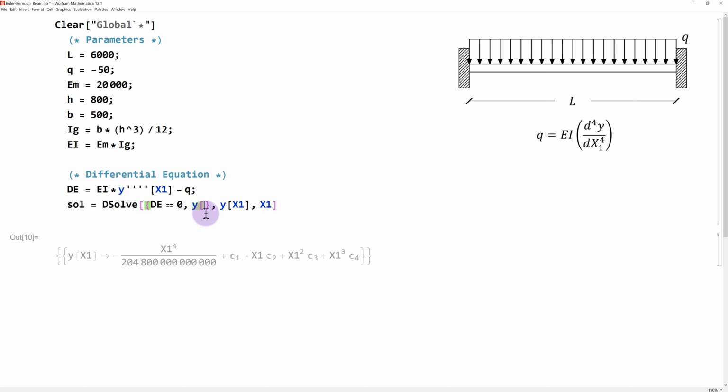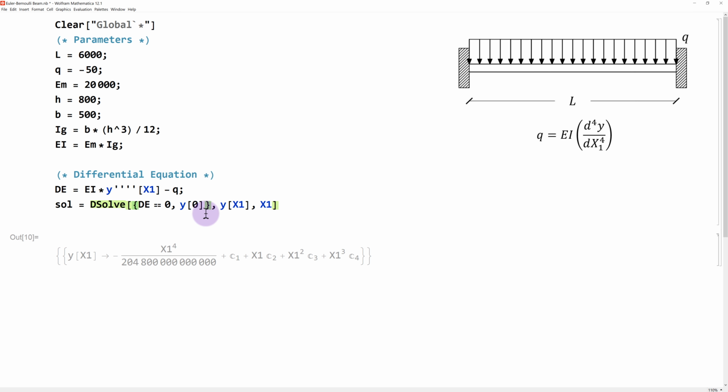So I can go y when x1 is equal to 0, well, we know this is going to be equal to 0. And same thing at the other end. So if I want to add an additional argument, I simply go comma, and then I can go y when x1 is equal to L, well, this is also going to be equal to 0. So again, don't forget the double equal sign. If you guys forget one of those, it's going to lead to an error, which sucks. No one wants an error.